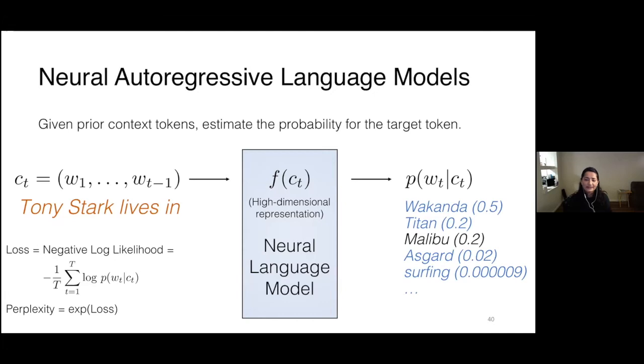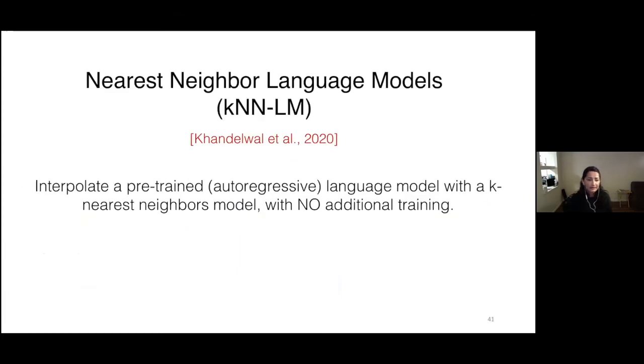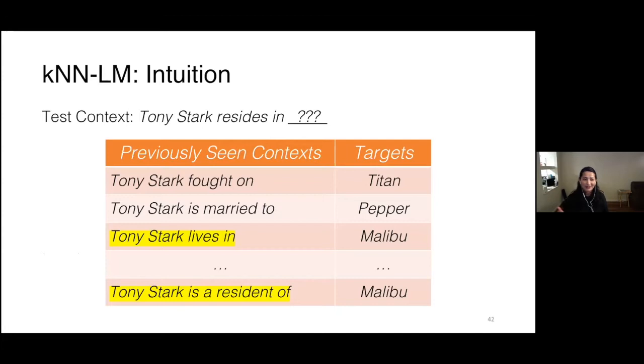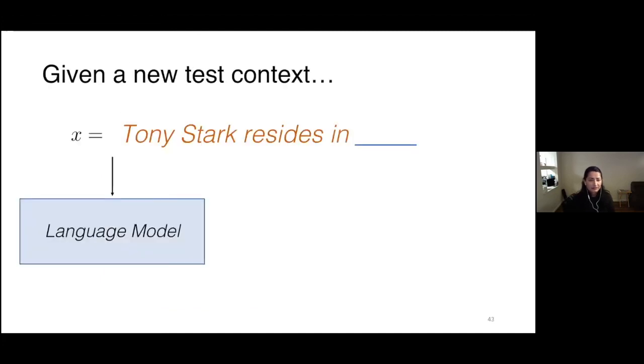Okay, now let's investigate the hypothesis that memorizing this prior context will improve language model generalization. And to verify this hypothesis, we propose nearest neighbor language models, or KNNLM, which involves interpolating a pre-trained language model with a nearest neighbor's retrieval component without any additional training. And at this point, let me remind you of the key intuition that's powering this whole enterprise, being able to identify that two contexts like Tony Stark resides in and Tony Stark lives in mean the same thing, even if you don't know where he lives. So keeping this intuition in mind, let's walk through the details of KNNLM with an example.